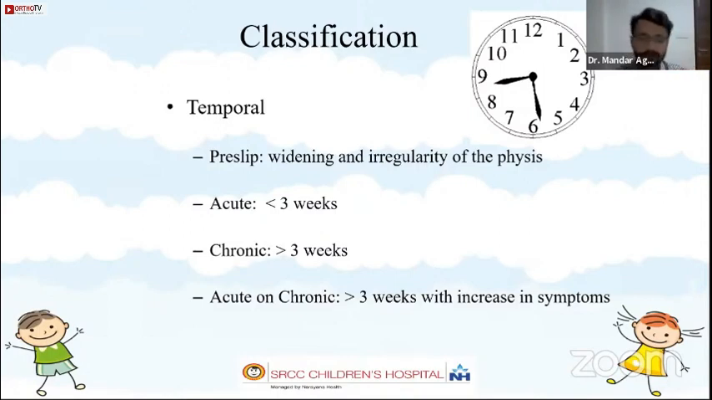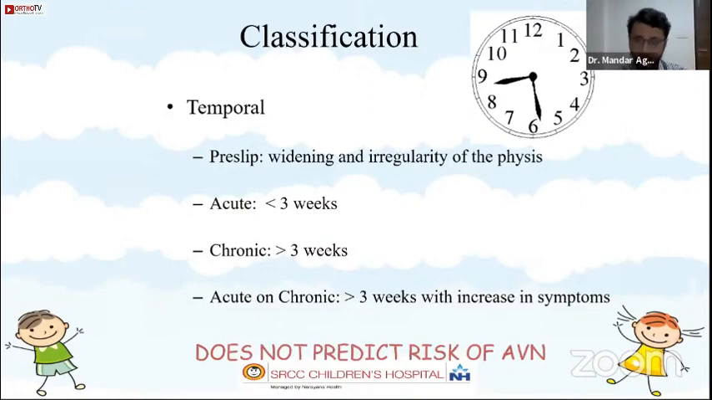Now, an acute slip is a slip which occurs with a history of less than 3 weeks. A chronic slip has a history of chronic hip pain of more than 3 weeks. While an acute on chronic slip is something which is very common, where the child has hip pain since a long time, more than 3 weeks, and suddenly falls down, has a small trip in the bathroom, and comes with an acute severe pain. So it's an acute on chronic slip. But the problem with this classification is that it does not predict the risk of AVN.